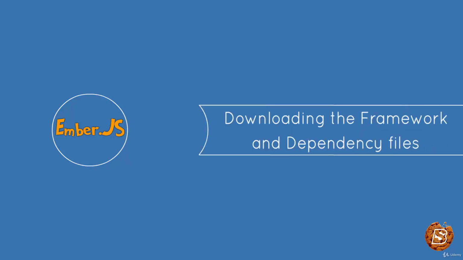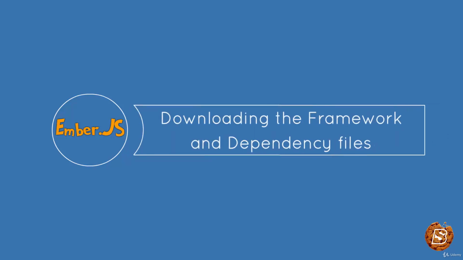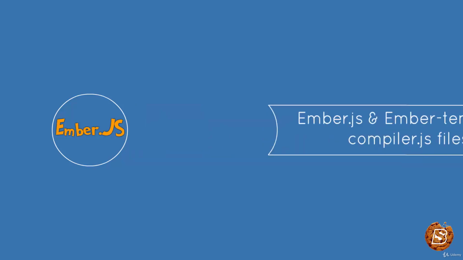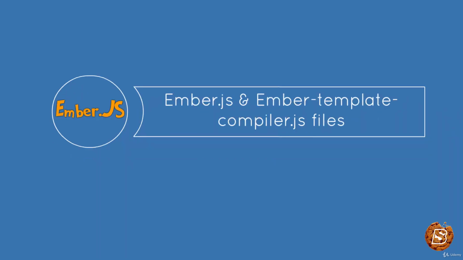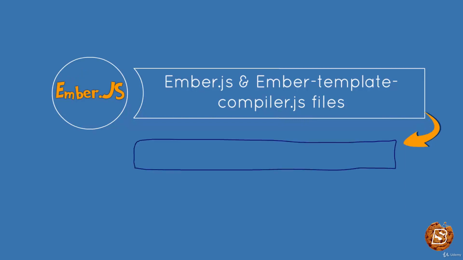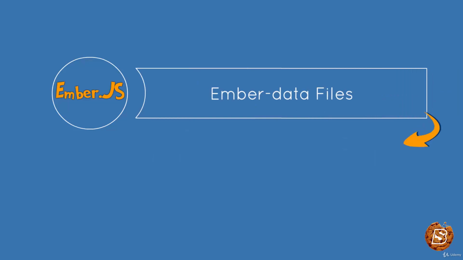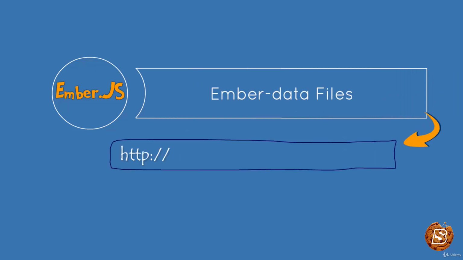Now we'll see how we can download the framework files and dependency files. So the first thing is the ember.js file, and then we have ember-template-compiler.js. This one is basically required for HTMLBars, and you can download it from the site emberjs.com/builds. We also have Ember Data files that you can download from builds/tagged. So these are the URLs, and let me take you to the web pages as well.